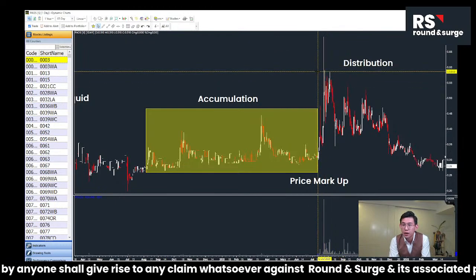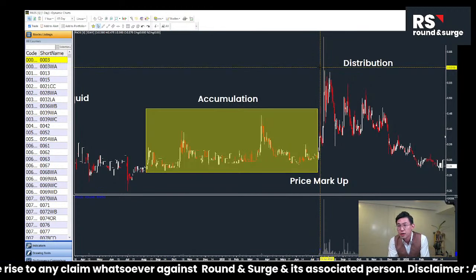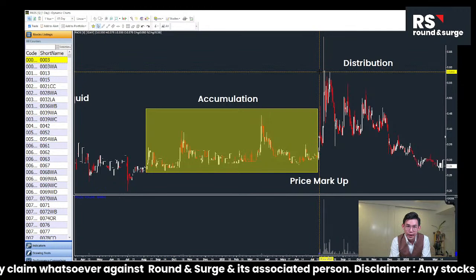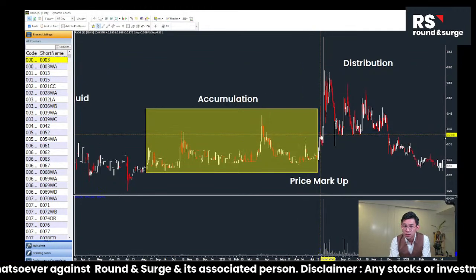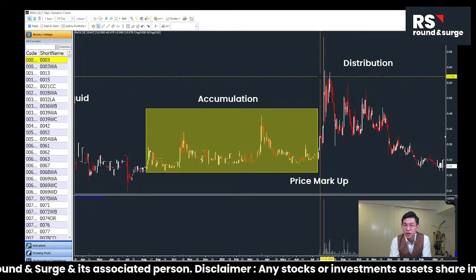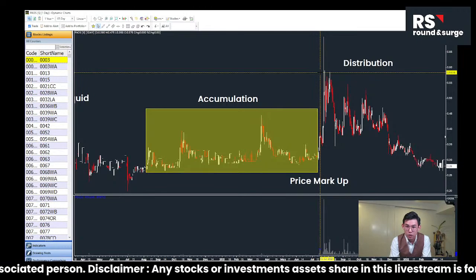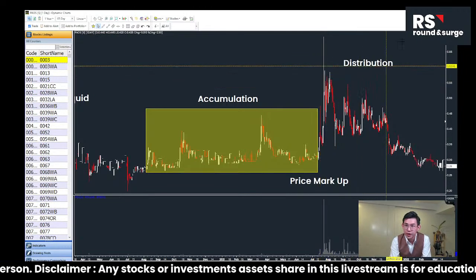Probably you are able to exit at maybe 60 cents or maybe 58 cents over here. But this is good, because within 2 days you are able to make a profit of about 20 over cents, or maybe 18 cents over here. So that is a good trade.